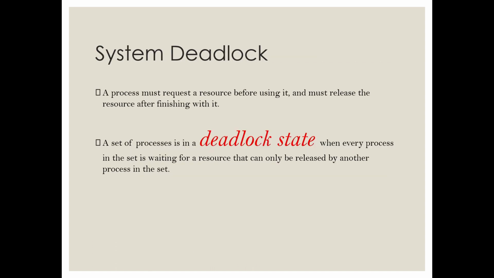System deadlock: a process must request a resource before using it and must release the resource after finishing with it. A set of processes is in the deadlock state when every process in the set is waiting for resources that can only be released by another process in the set.